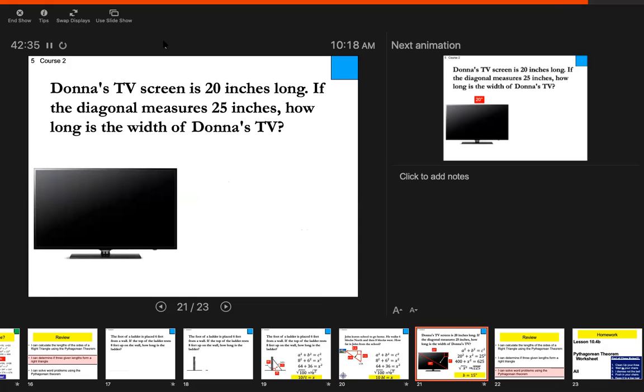Donna's television screen is 25 inches. This is a 25-inch television, but it's not. Because in reality, the length of Donna's television is 20. And the diagonal measurement, the measurement that's on the box when you buy it, says it's a 25-inch television. Manufacturers sell it because this distance is longer than that distance. When we think about the distance, we think that must be 25.